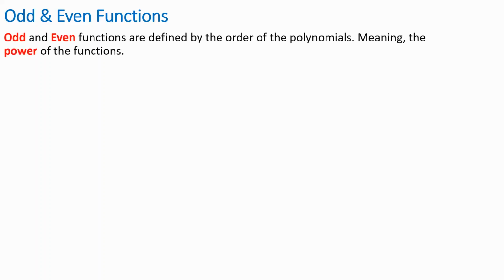Right. Last part of today's session for C: odd and even functions. Copy this down. Odd and even functions are defined by the order of the polynomials, meaning the power of the functions. Okay, so you can tell whether it's odd or even. Now, there are subtle differences between the two.